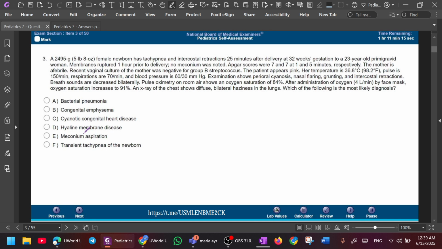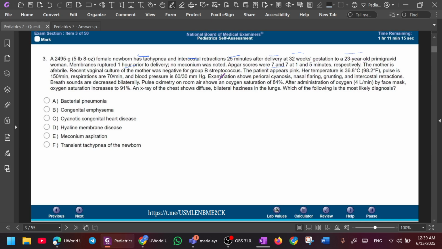A 2.4 kg female newborn has tachypnea and intercostal retraction 25 minutes after delivery. She was born at 32 weeks of gestation to a 23-year-old primary gravid woman. Membranes ruptured 1 hour prior to delivery. No meconium was found. Apgar score is 7 and 7 at 1 and 5 minutes respectively.